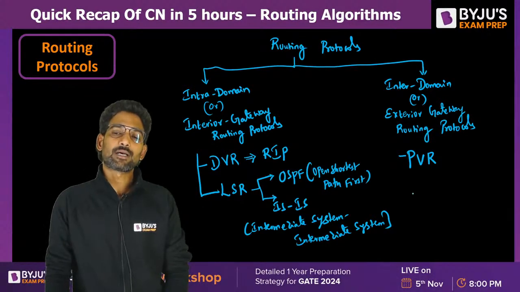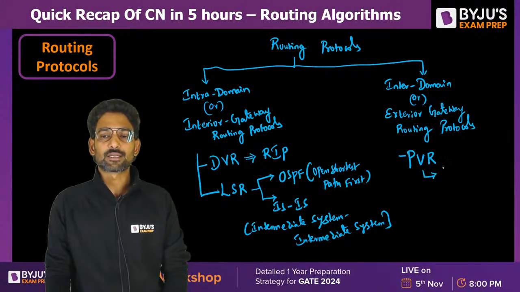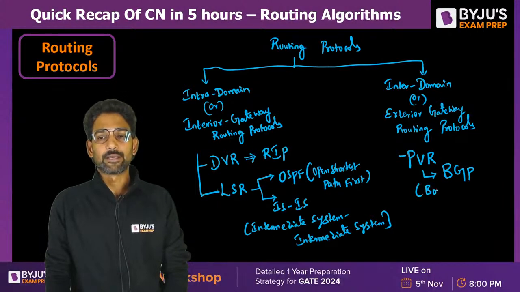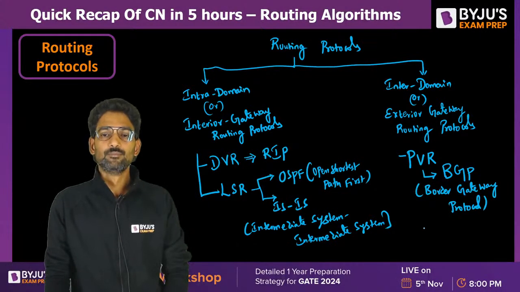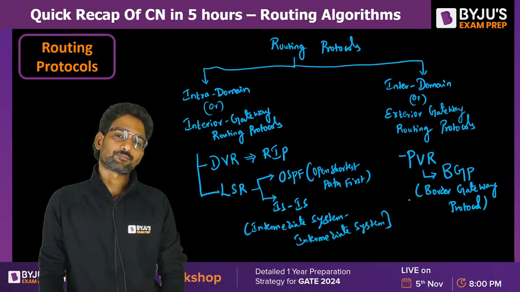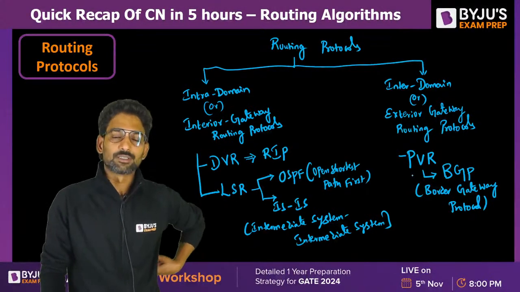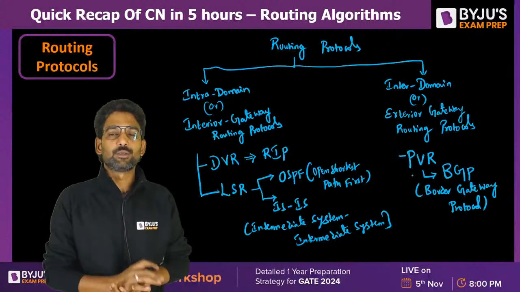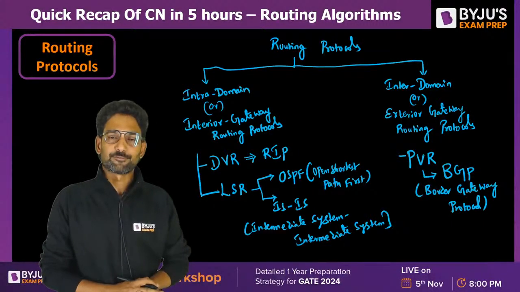And path vector routing based protocol, we can say BGP, border gateway protocol. Right? This is the quick hierarchy of routing protocols we have.